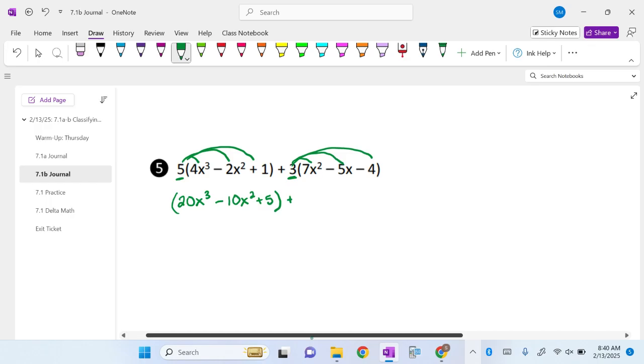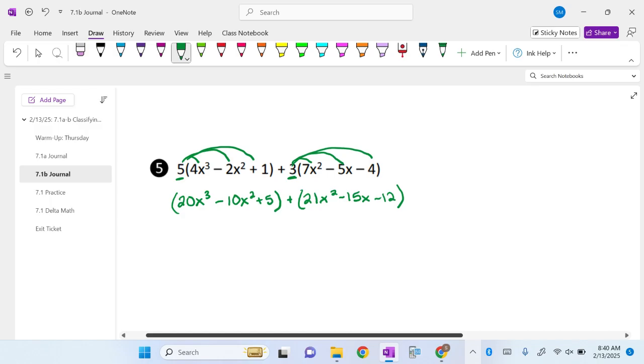So 3 times 7x squared is 21x squared. 3 times negative 5 is negative 15x. 3 times negative 4 is negative 12. Now, once I distribute, now I can go into combining like terms. So what is one set of like terms that I have?